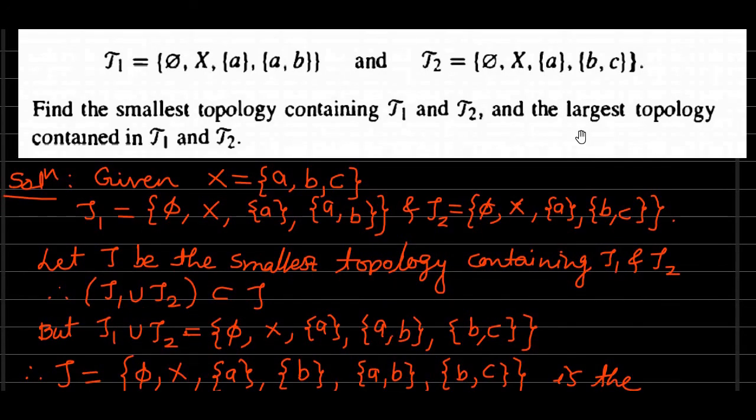Now we will solve the second part of the example, in which we have to find out the largest topology contained in Tau1 and Tau2, which means that we have to find out a topology on the set X in such a way that the topology should be a subset of Tau1 as well as a subset of Tau2. Means it should be a subset of both Tau1 and Tau2, which obviously means that it should be a subset of Tau1 intersection Tau2. So therefore, for finding that topology, first of all we have to find out the intersection of Tau1 and Tau2.